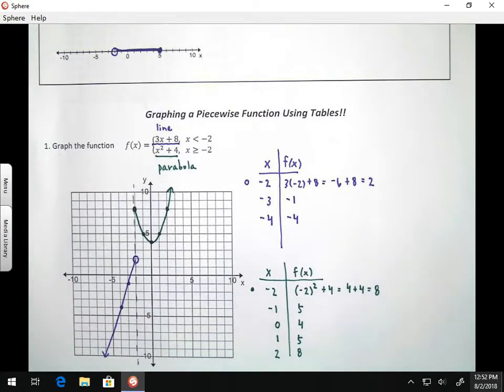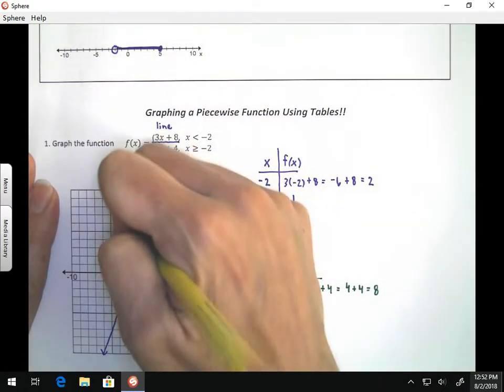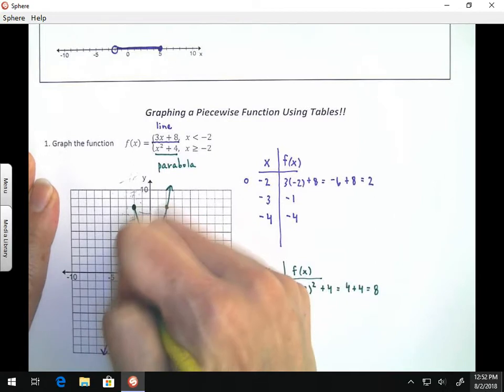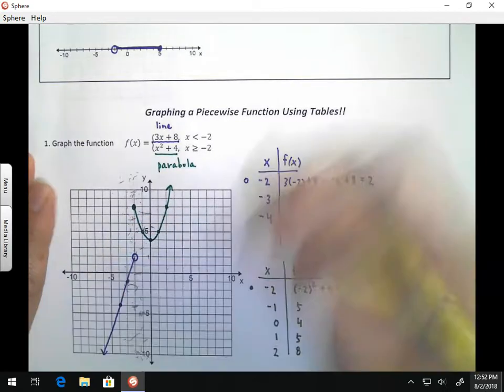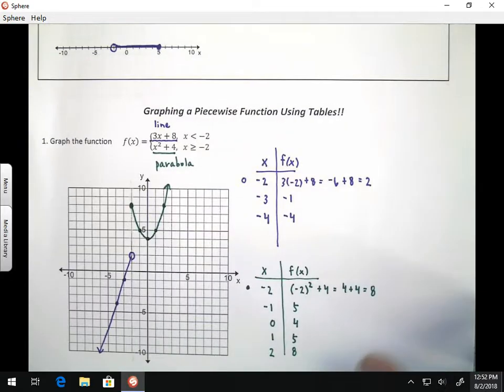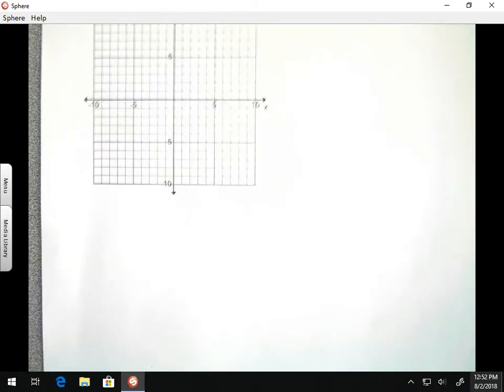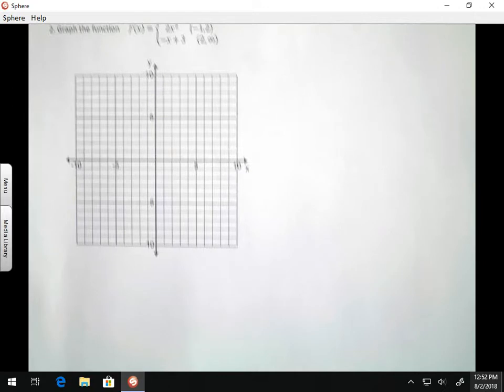Now, what I shaded in at -2, we can go ahead and just get rid of that. That was just to remind me that that's where my function should kind of shift over from one piece to the next. Okay, so nice and easy using tables. So we're just going to try, I think, one more, and then you'll have the opportunity to kind of practice.